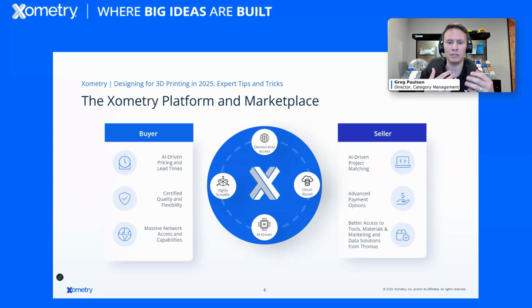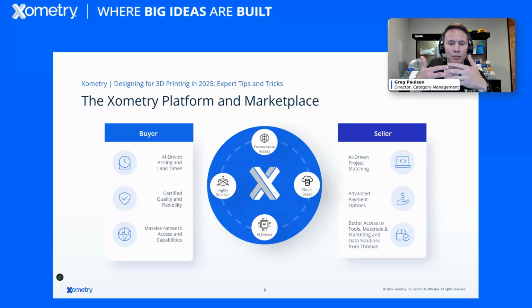We actually use AI to predict and give you real-time costing information on your project. You get to change the settings, configure your quote, pricing and lead time will update. And when you're ready, press buy, and then it'll go to our network. Our network is advanced suppliers.